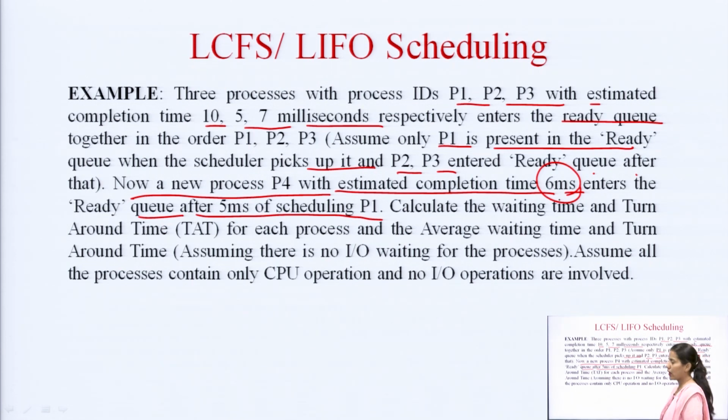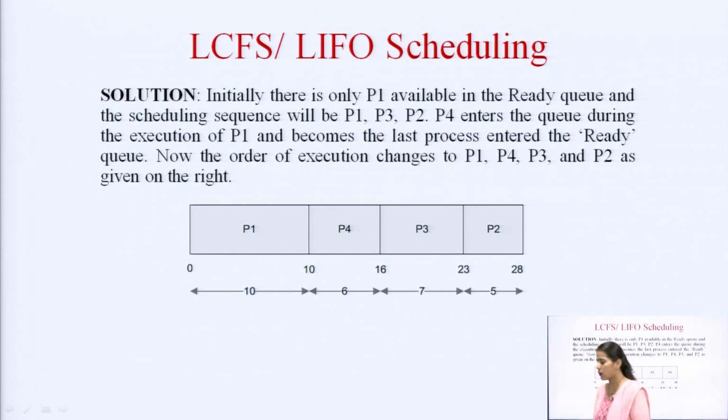Now, same as before, we have to calculate the average waiting time and average turnaround time. Let us see how it is calculated. Initially, there is only P1 available in the ready queue. So, the scheduling sequence will be P1, P3 and P2. Now, what happens? P4 enters the queue during the execution of P1 and becomes the last process to enter the ready queue.